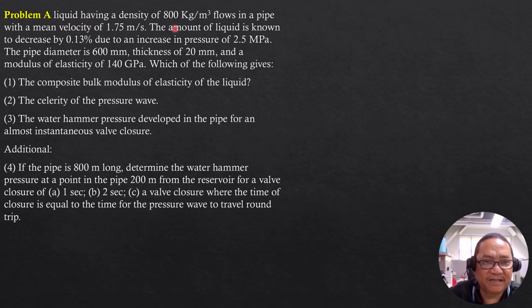A liquid having a density of 800 kilograms per cubic meter flows in a pipe with a mean velocity of 1.275 meters per second. The volume of liquid is known to decrease by 0.13% due to an increase in pressure of 2.5 megapascals. The pipe diameter is 600 millimeters, thickness of 20 mm, and a modulus of elasticity of 140 gigapascals. Which of the following gives, number one, the composite bulk modulus of elasticity of the liquid, number two, the celerity of the pressure wave, and number three, the water hammer pressure developed in the pipe for an almost instantaneous valve closure.